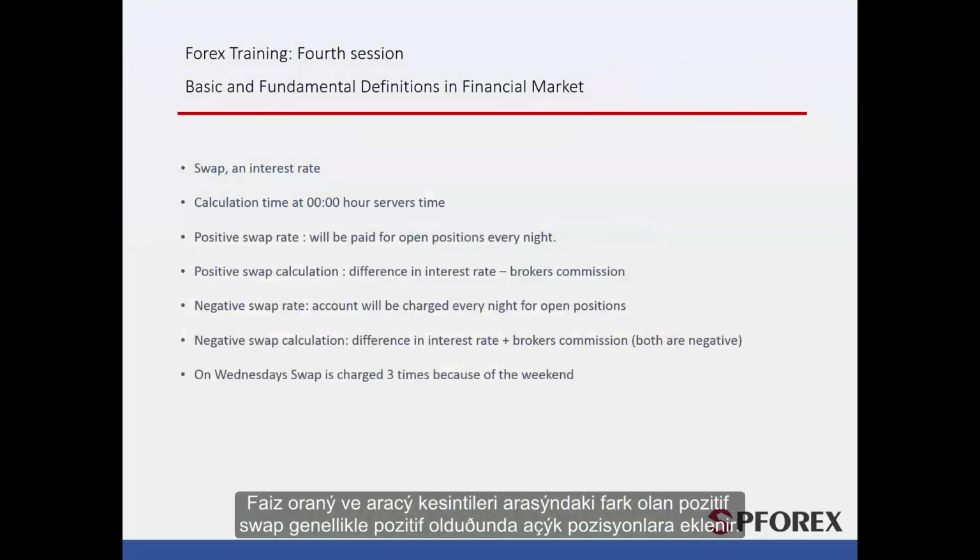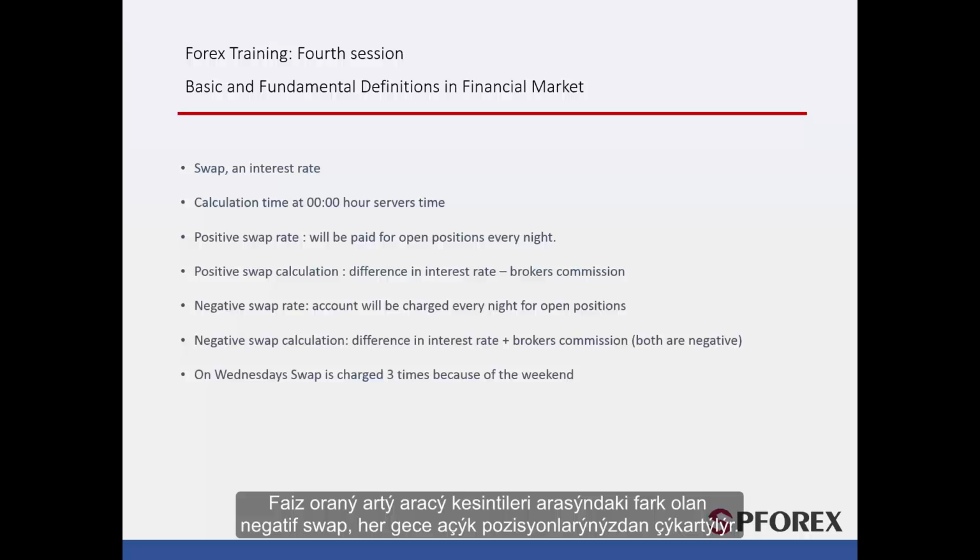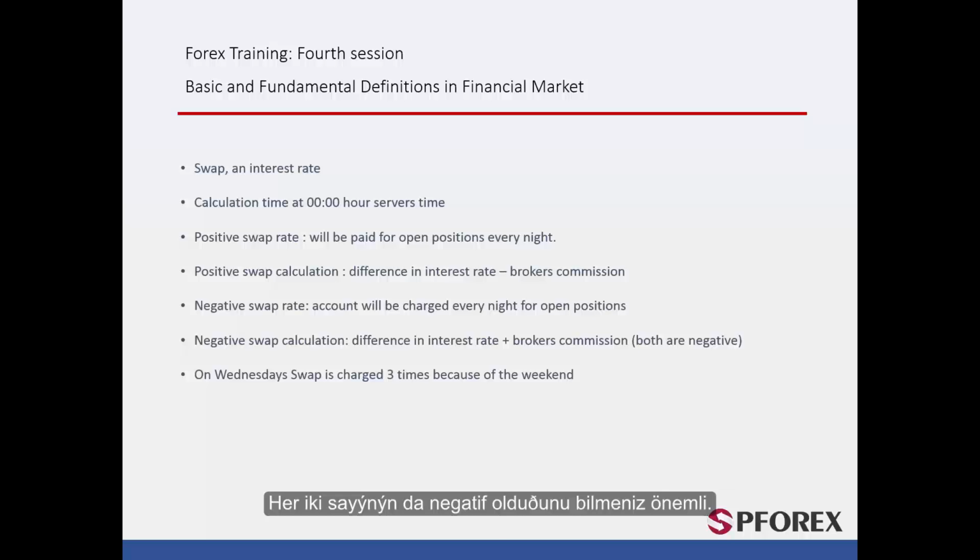The positive swap, which is the difference between the interest rates and the broker's cut, is usually added to the open positions when it is positive. The negative swap, which is the difference between the interest rates plus the broker's cut, is subtracted each night because of your open positions. You should know that both of these numbers are negative.